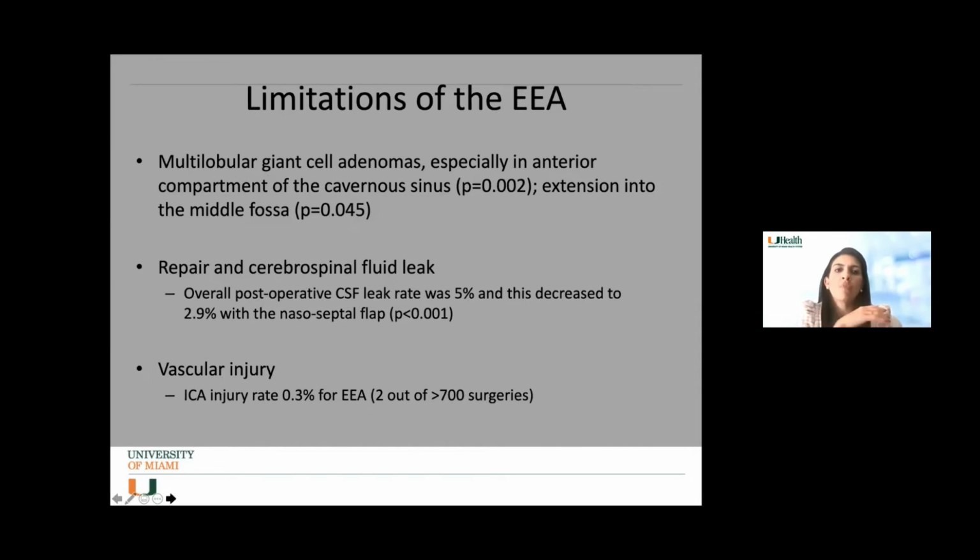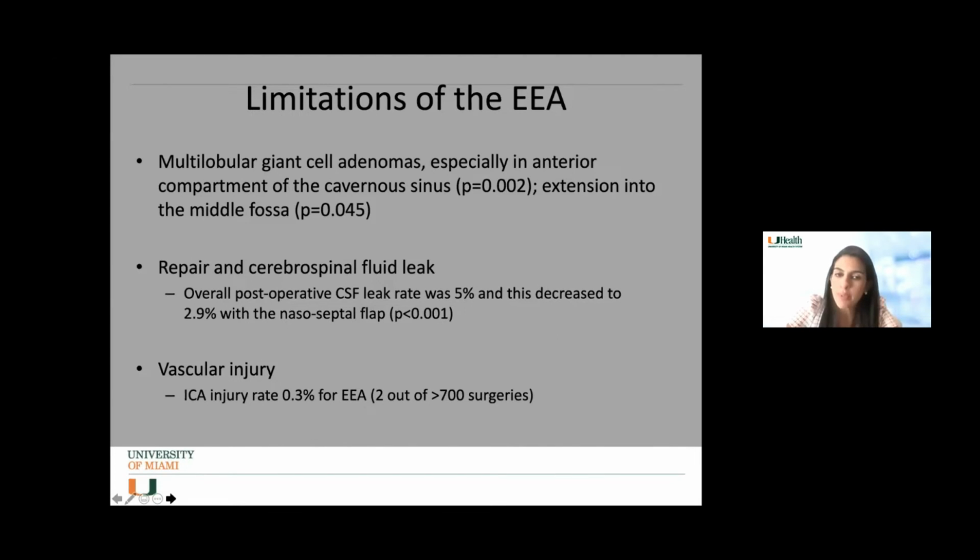Essentially, if you have multilobular giant cell adenomas, those are tough. And especially in the anterior compartment of the cavernous sinus, it gives you a little bit of a blind spot. That was found to statistically decrease the resection rates, as well as extension into the middle fossa. And that's clear, right? If you have a large extension into the middle fossa, you probably want to come through a transcranial route. I think part of the trick in becoming an expert in these difficult pituitary tumors is really recognizing what approach is appropriate, and also not being afraid to combine approaches.